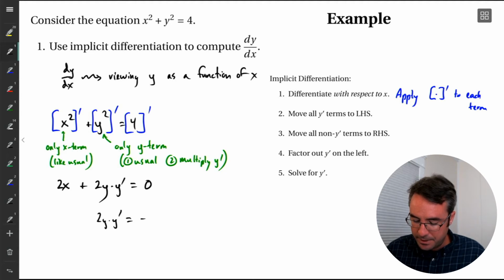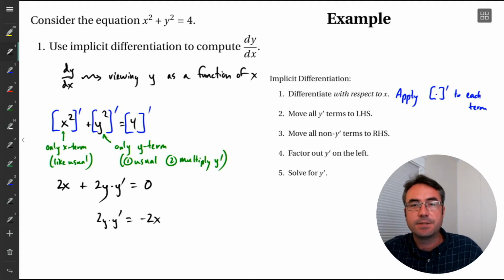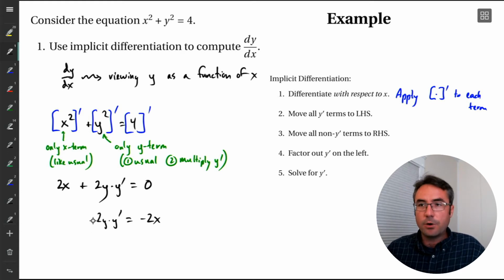And when we do that, it becomes negative. We subtract it from both sides. So we have 2y times y prime is equal to negative 2x. If there was more going on here on the left, then we might actually have to factor out a y prime.